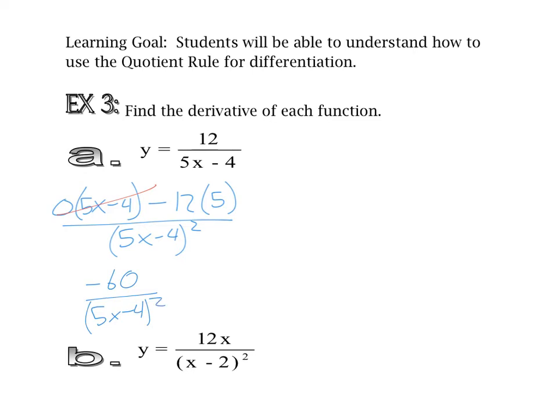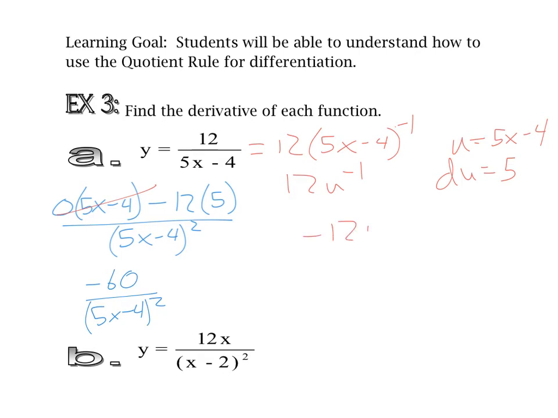Well, the thing that I would do here, and I'll do it in red, is I would rewrite this as 12 times 5x minus 4 to the negative 1. And now you just really have a chain rule problem here. So make u equal 5x minus 4. Therefore, du equals just 5. And this is like saying 12 times u to the negative 1. Well, the derivative of that is just negative 12u to the negative 2.